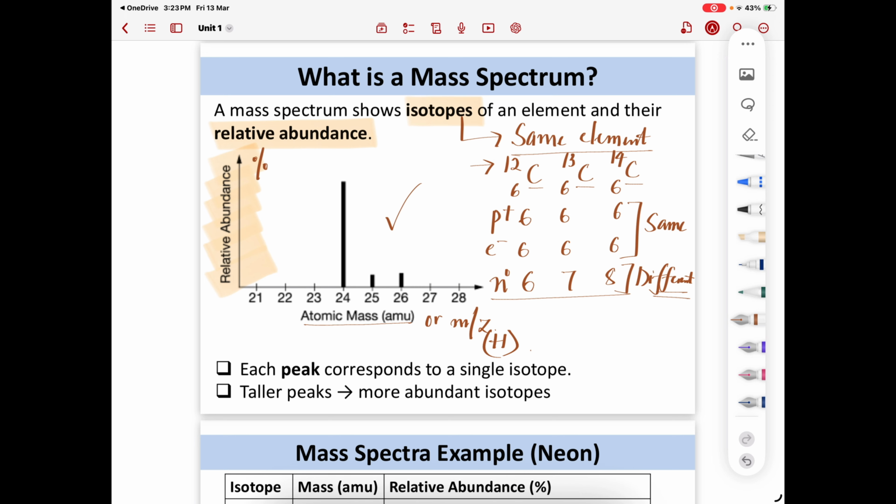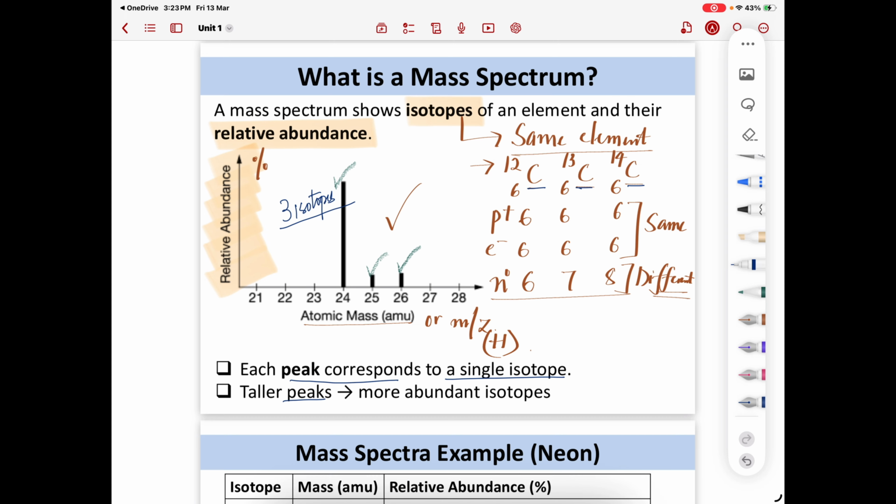When you have this spectrum, it reveals a lot of good information. You can see here these are called peaks. There are 3 peaks, and 3 peaks means there are 3 isotopes. Each peak corresponds to a single isotope. So if you see 7 peaks, it means there are 7 isotopes. And isotopes means they are atoms of the same element.